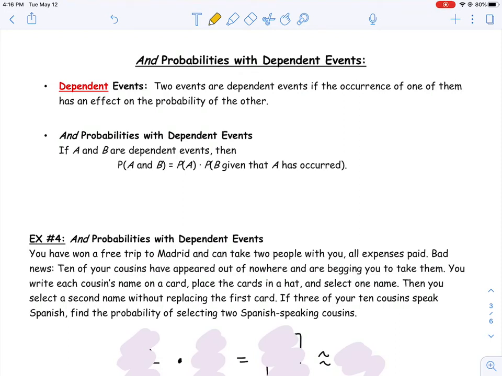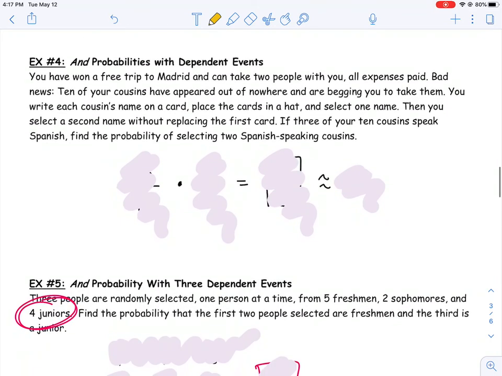So if I have a dependent event and I want to figure out the probability of A and B, then I have to find the probability of A happening, the first event happening, and then I've got to figure out the probability of B happening given that A has already occurred. What happened the first time is going to affect the probability of my second event. And then I can multiply them together. Let me show you a few examples of this idea.